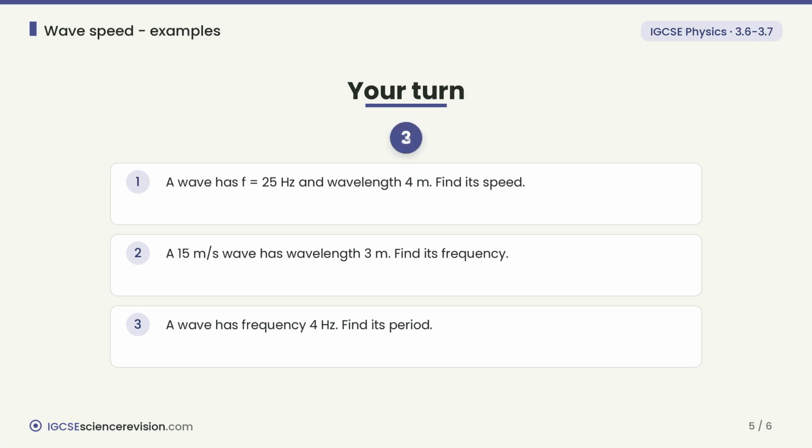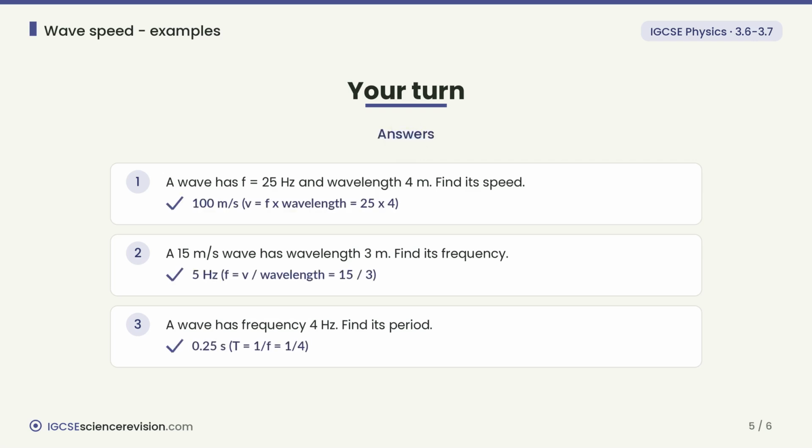3, 2, 1. Here are the answers. Number 1. 100 m/s, v equals f times wavelength, equals 25 times 4. Number 2. 5 Hz, f equals v over wavelength, equals 15 over 3. Number 3. 0.25 s, T equals 1 over f, equals 1 over 4.